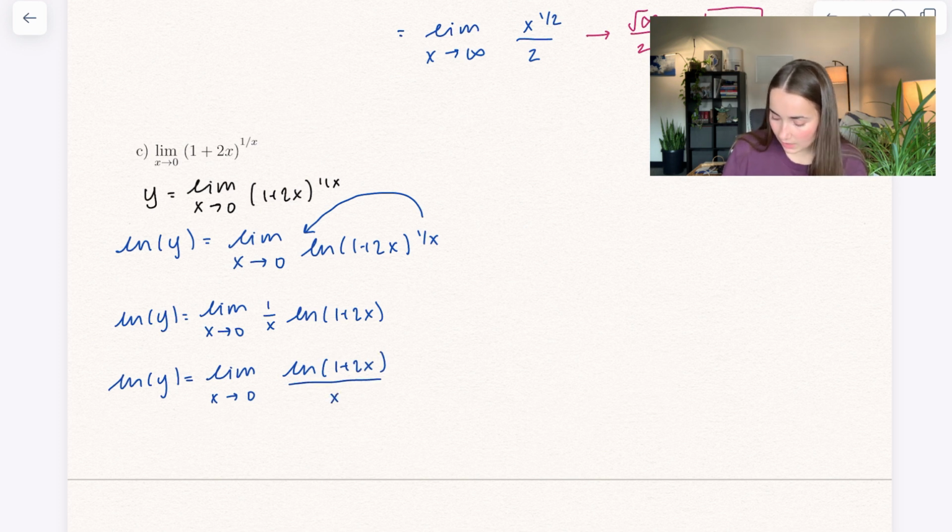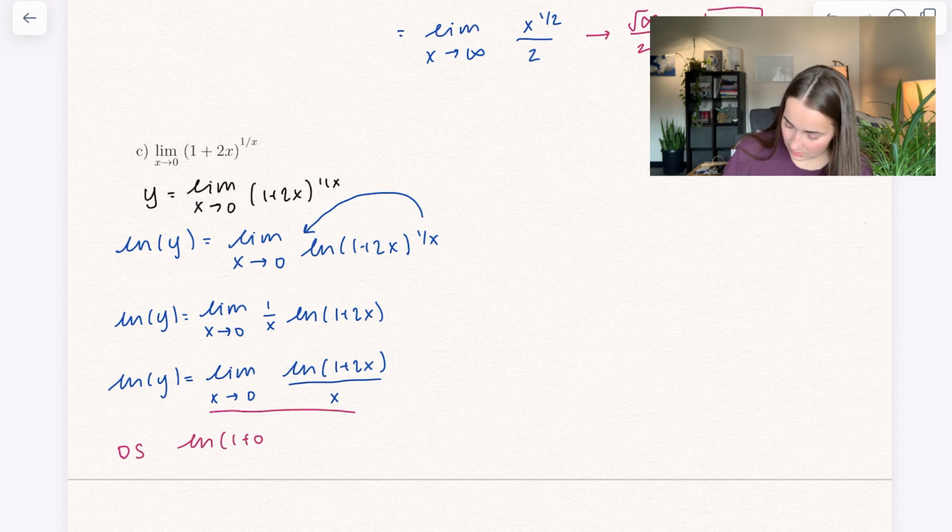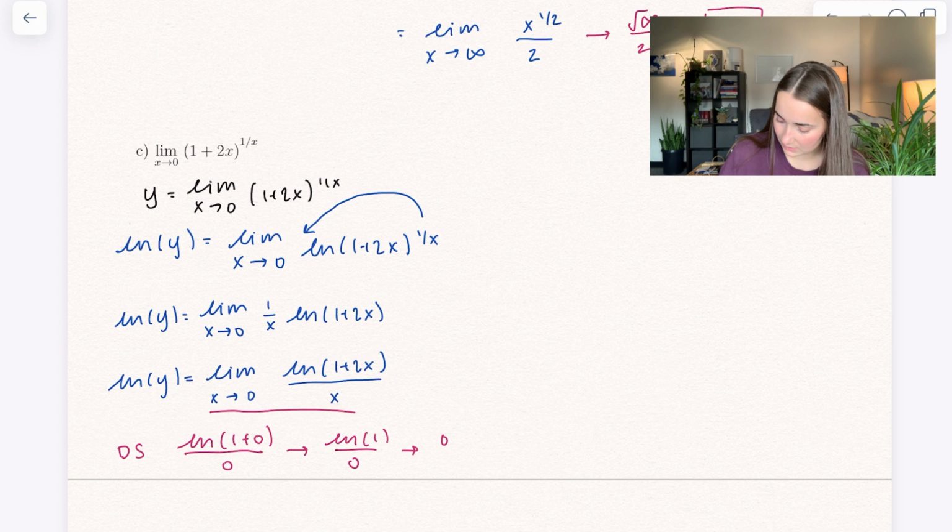So now let's try direct substitution on the right side of this limit. Here we get the natural log of 1 plus 0 divided by 0, which goes to the natural log of 1 divided by 0, and we know the natural log of 1 is equal to 0. So here is our indeterminate form, that is 0 over 0. So what we can do is use L'Hopital's rule.